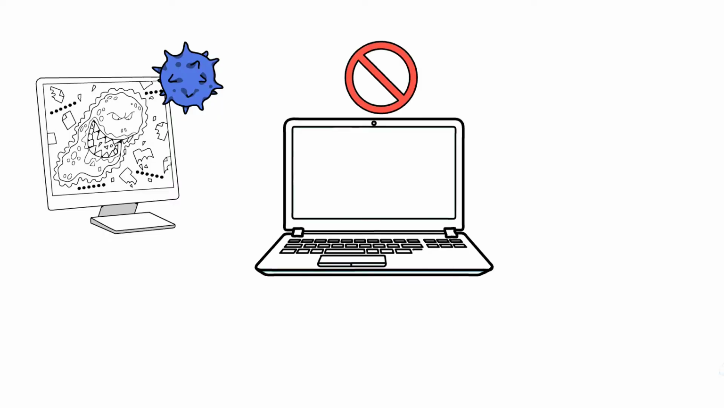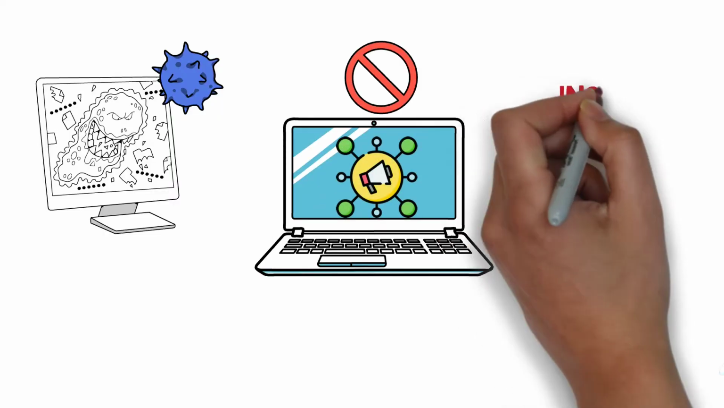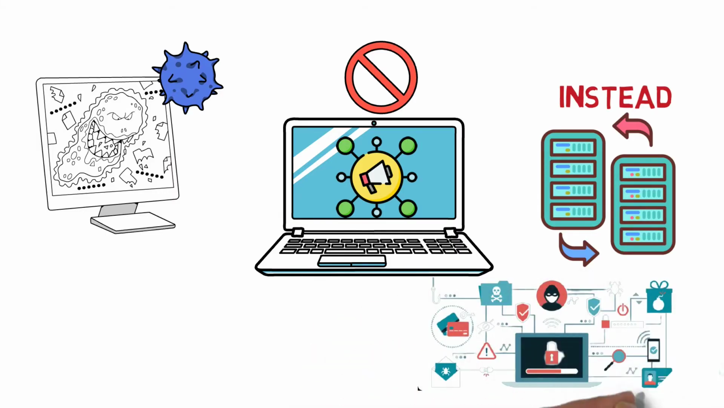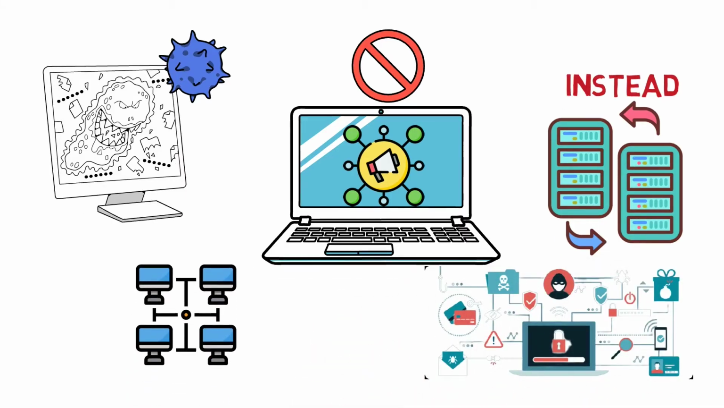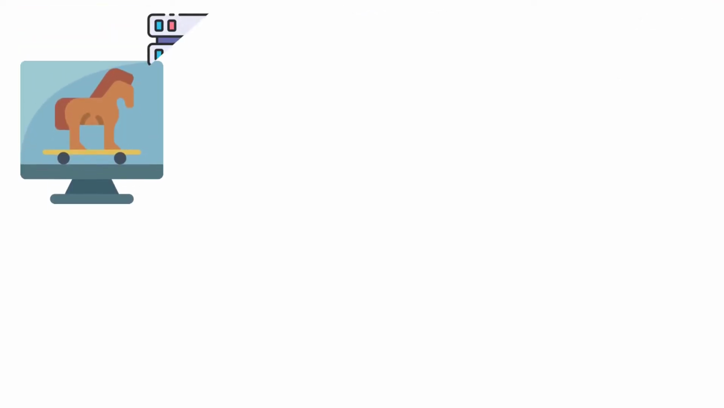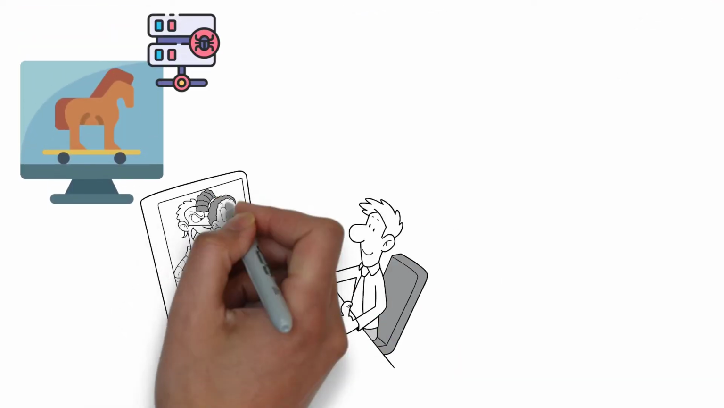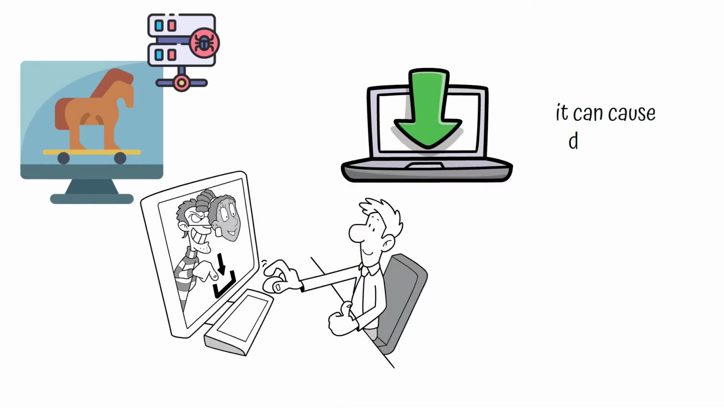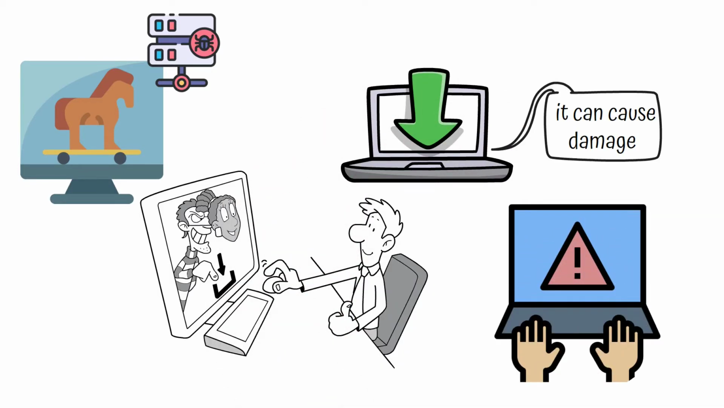Worms are similar to viruses but do not require a host program to spread. Instead, worms can replicate themselves and spread across networks or the internet, causing damage to multiple systems. Trojan horses are a type of malware that disguises itself as a legitimate program or file, but once it is installed on a system, it can cause damage or give an attacker access to the system.